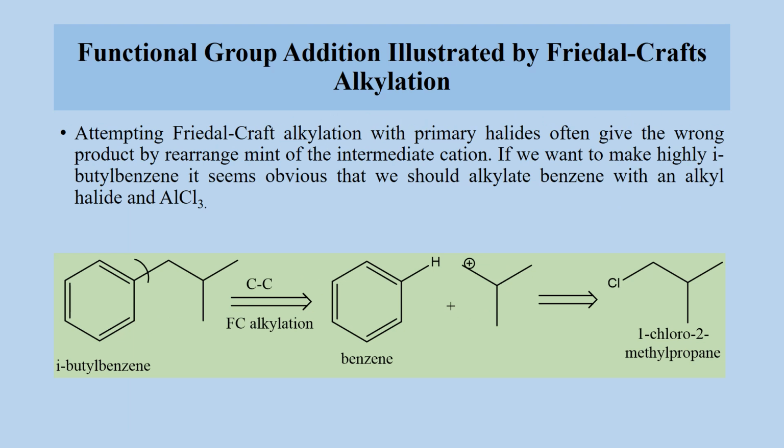Here is an interesting example. There is only one substituent attached to the aromatic ring, that is isobutyl. When it is disconnected from the ring, we get benzene and a carbocation, that is a primary carbocation. And we suppose that there is some leaving group like a halogen. So it is 1-chloro-2-methylpropane, that is an alkyl halide, which can be used to alkylate this benzene.